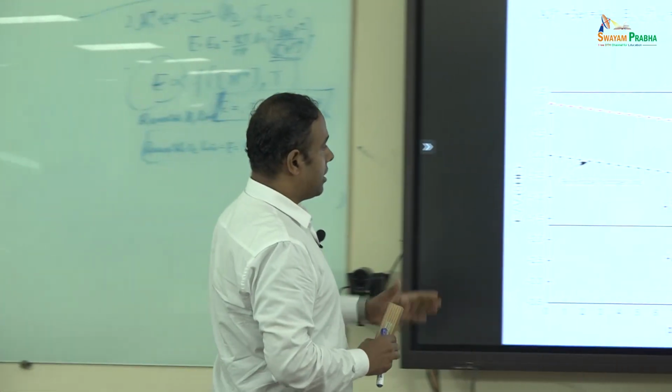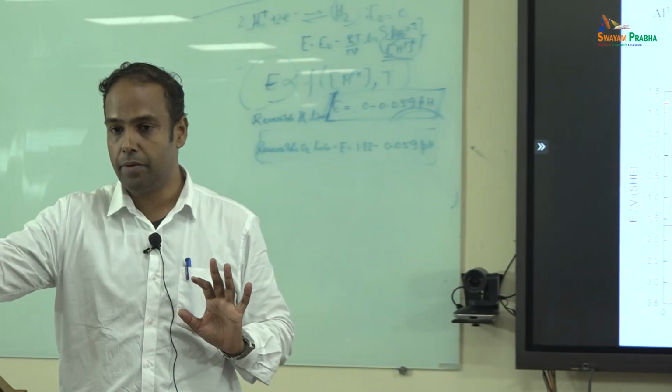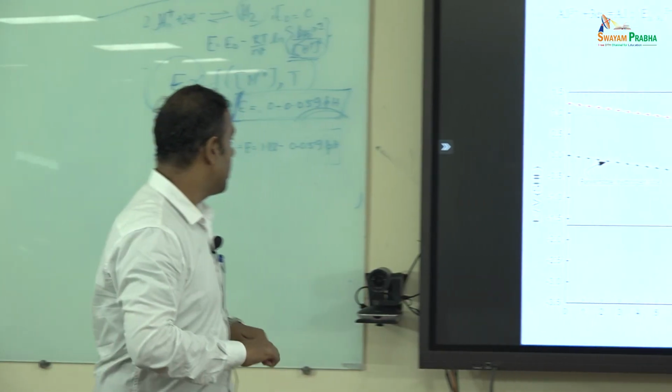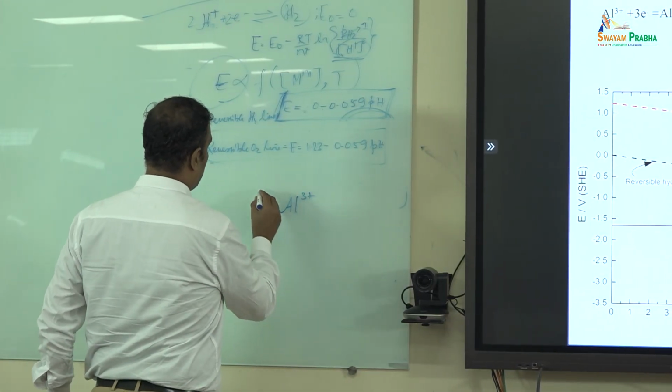Now, let us try to draw for aluminum. Are you aware of aluminum? What is the potential we saw for aluminum in the EMF series? Is it active or nobler?